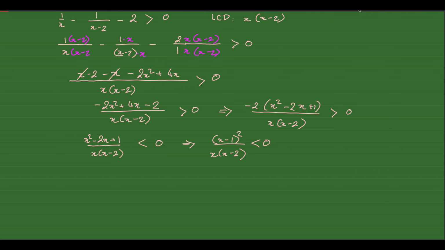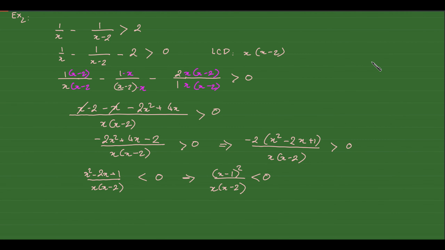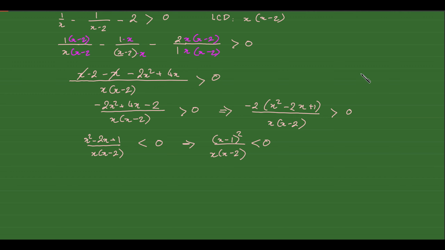So our job now is to put it on the number line. But before putting it on the number line, you remember we had to find the values to put on the number line. Since everything is in factored form already, I'm going to set each factor equal to 0. So the first one, x equals 0, and x minus 2 equals 0. So x minus 1 squared equals 0 means x minus 1 equals 0, so x equals 1. And that's x equals 2.